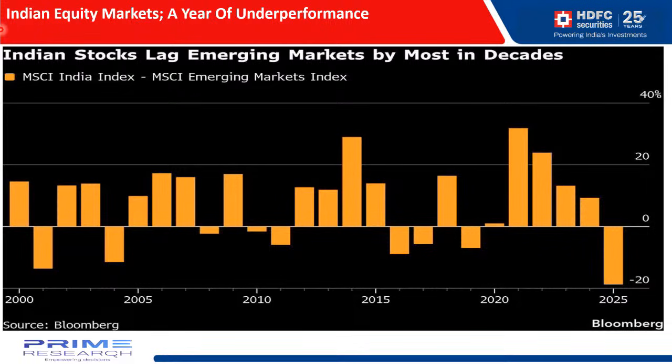The Indian equity market, a year of underperformance. For the entire year of 2025, we have underperformed the emerging markets. You can see that Indian stocks lag emerging markets by the most in decades. From 2000 to 2025, in the last 25 years, we have not seen this much underperformance against the emerging markets. This is the negative return of the MSCI India index against the MSCI Emerging Market index, which shows the clear-cut underperformance.